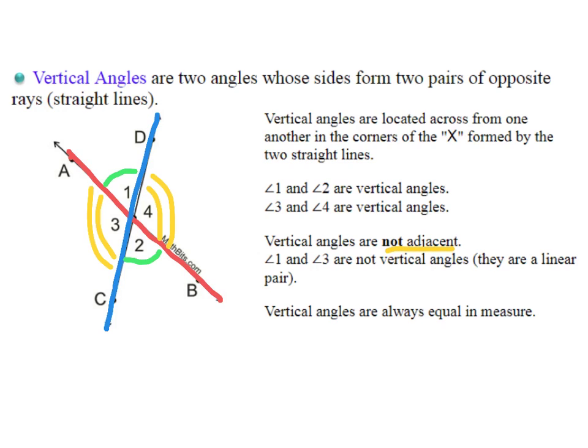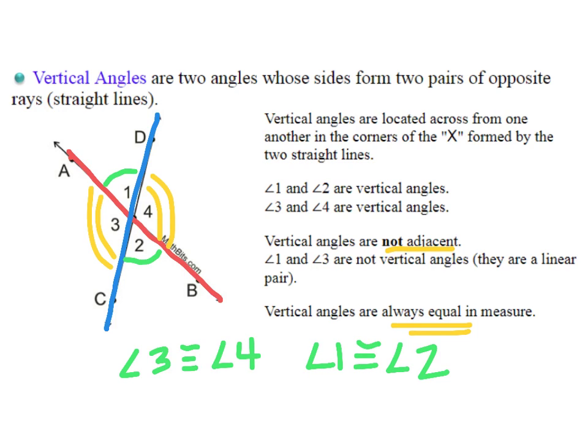So angle 1 and angle 3 are not vertical angles. That's a linear pair. Those make a line. They add up to equal 180. Vertical angles are opposite each other. Okay? 1 is on top of 2, 3 is to the left of 4. They're exact opposites. Vertical angles are always equal in measure. So angle 3 is congruent to angle 4, and angle 1 is congruent to angle 2. Those are equal. Vertical angles are congruent. They're equal in measure.